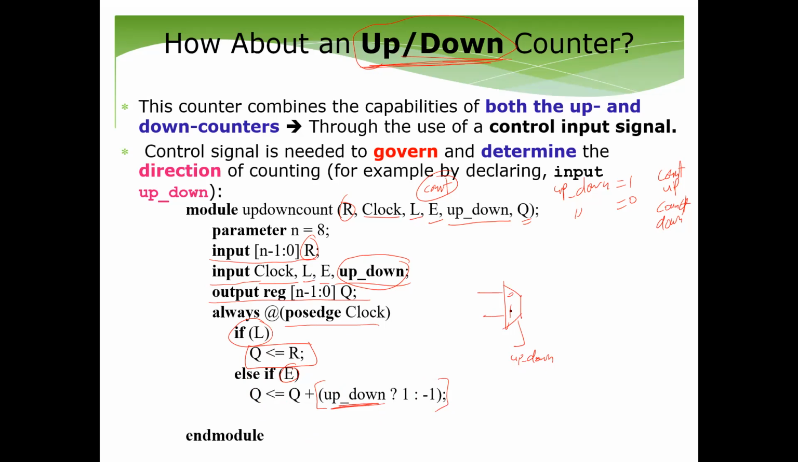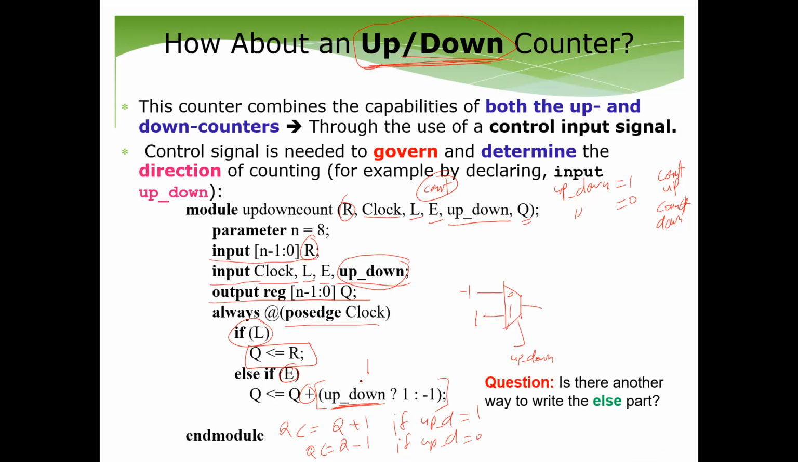If up down is equal to 1, route the value of 1, meaning I want this value plus 1. So Q takes on the value of Q plus 1, if up down is equal to 1. If up down is equal to 0, what do you want to do? You want Q to take on the value of Q minus 1, meaning you will route minus 1 to this multiplexer. So this is when up down is equal to 0. Okay, so this is one way to do it.